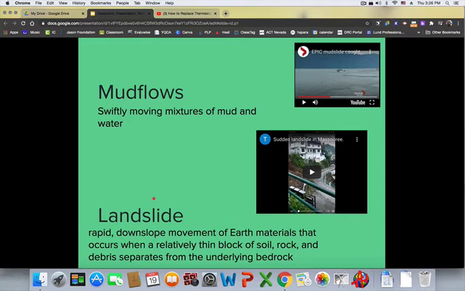Next one is a landslide. Landslides are rapid downslope movement of earth materials that occurs when a relatively thin block of soil, rock, and/or debris separates from the underlying bedrock. And I have another video here.